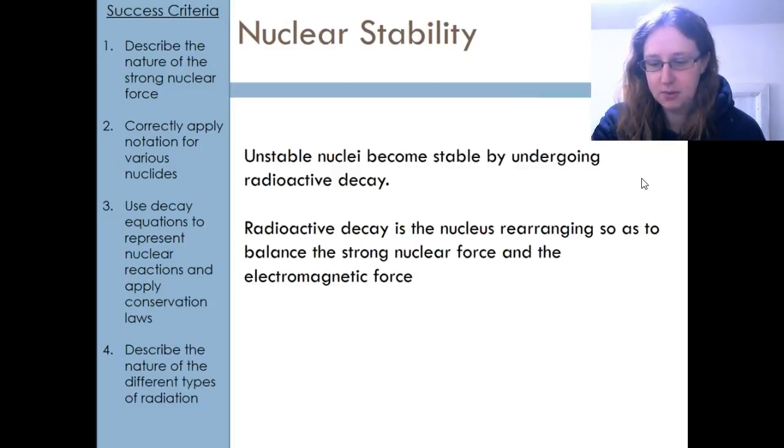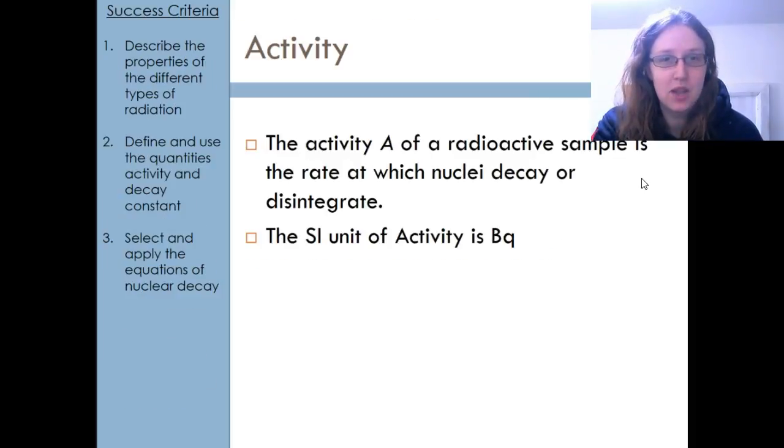So the other thing I said that we would look at is some of the equations and the maths behind it. So a couple of terms we're going to need to get our head around. First one is activity. The activity of a radioactive sample is the rate at which the nuclei decay or disintegrate. And the SI unit of activity is becquerels. Note it is the rate at which something happens, so I'm pretty sure you would be able to tell me what the base unit of becquerels must be.